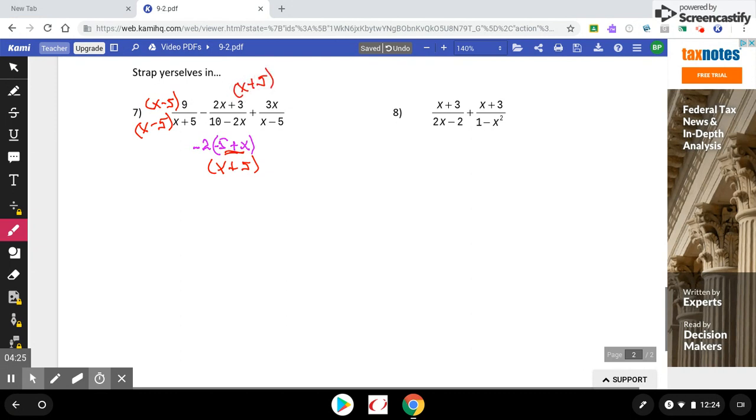The third one has an x minus 5. It does not have an x plus 5. Got to have it. So I got all the parentheses matching now. They both have two binomials, an x minus 5 and an x plus 5.